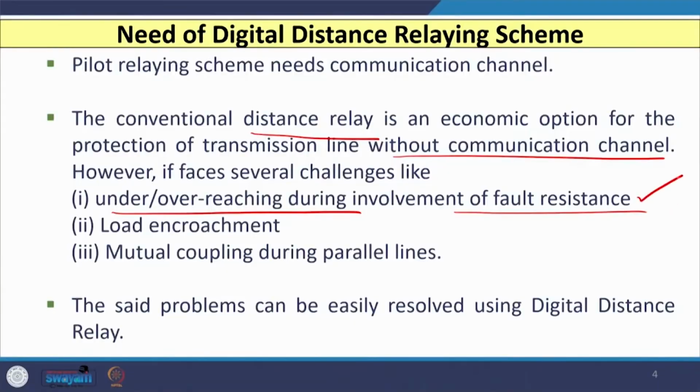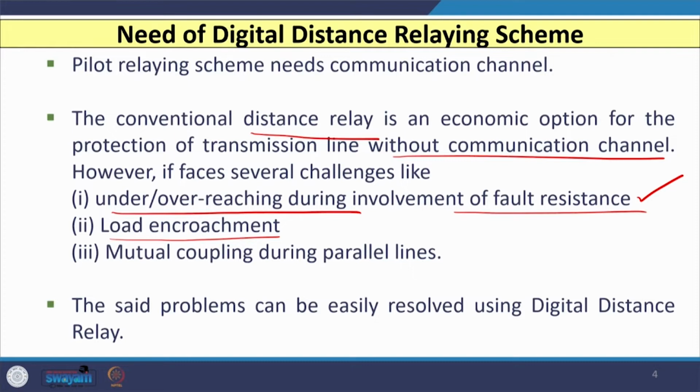So, when we consider the impact of fault resistance, in that case your relay may underreach or overreach depending upon the conditions. This is one of the major issues faced by the conventional distance relay used for the protection of EHV and UHV lines. The second issue faced by the conventional distance relay is the load encroachment.